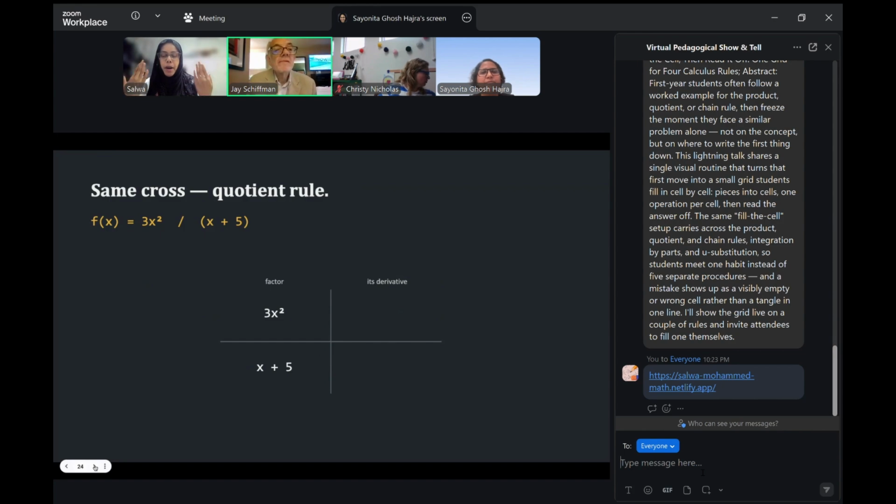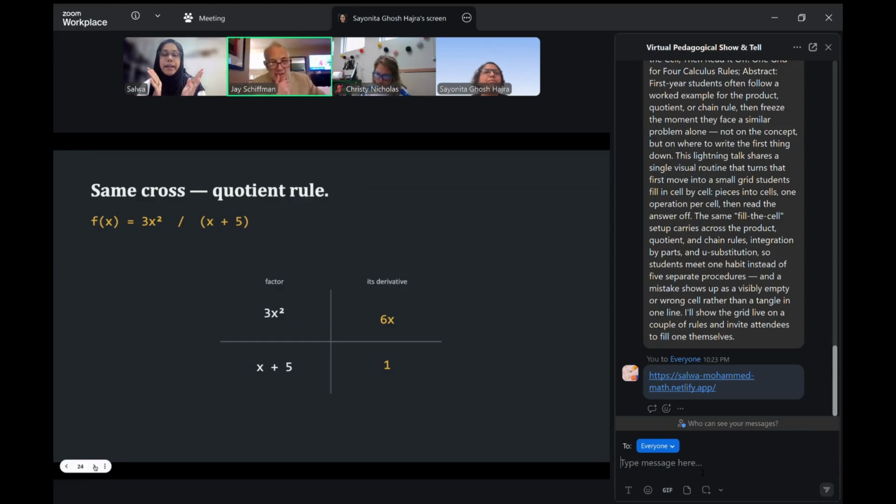Reminder, where did we start? Bottom, at the denominator. Oh, but we didn't do the derivative. All right, let's do the derivative. What is the derivative of 3x squared? 6x, and that goes in the derivative box. And what is the derivative of x plus 5? 1. It's going to be 1.